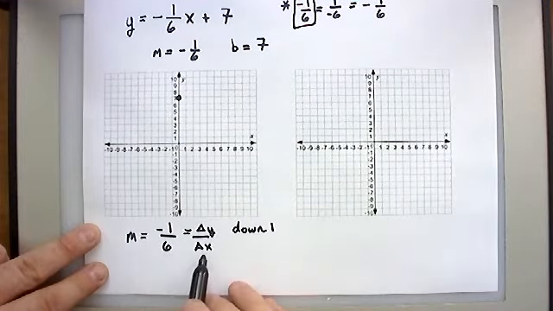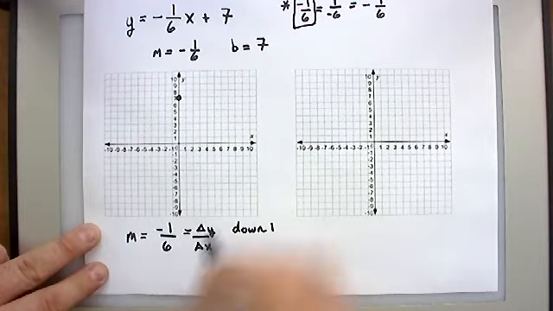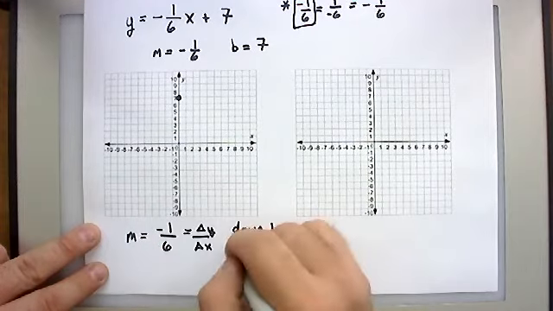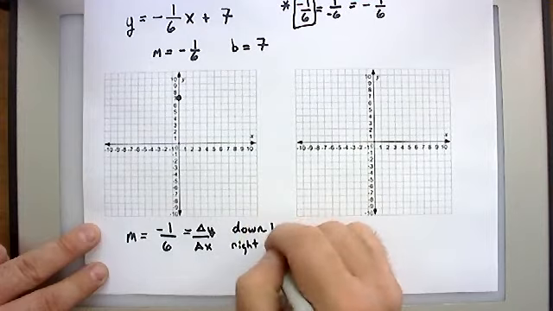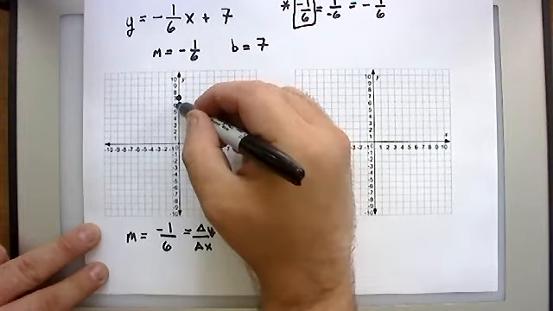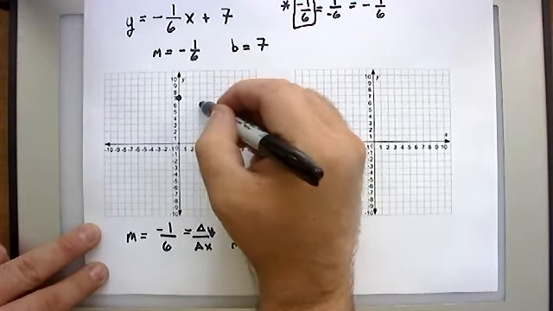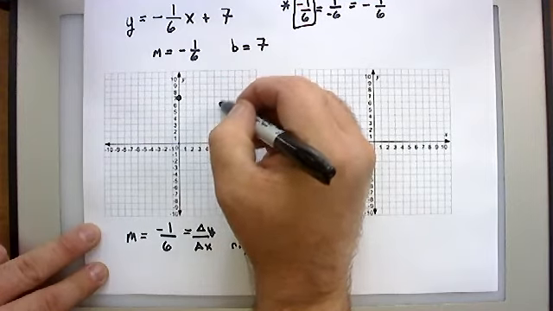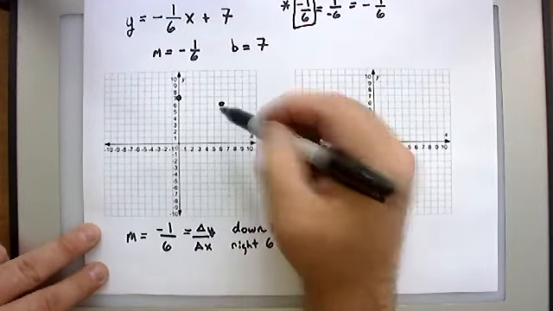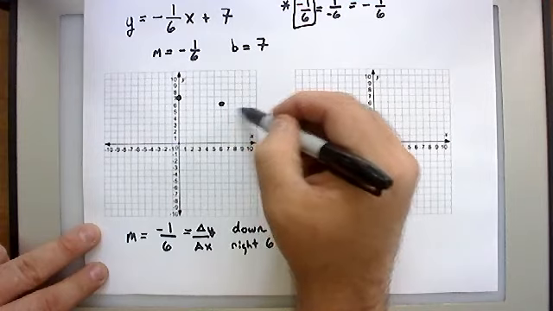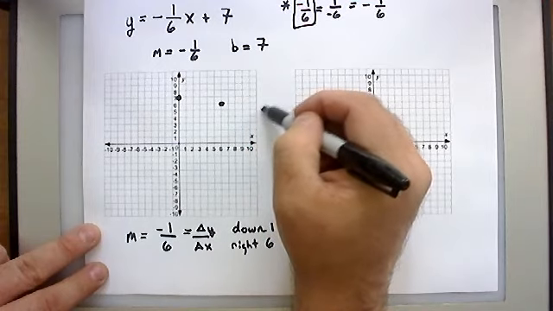And the change in x would be +6. Be careful, because that's not two negatives. And that would be right 6. So I'm going to go down 1, right 1, 2, 3, 4, 5, 6. And then again, you could keep doing that if you want to. Down 1, over 1, 2, 3, 4, 5, 6, somewhere out here.